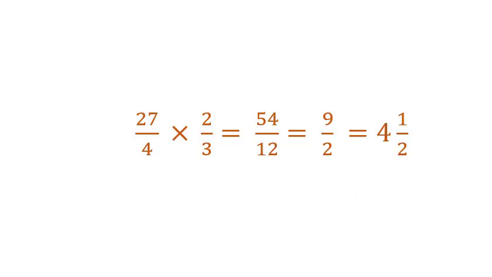12 divided by 6 equals 2. 54 divided by 6 equals 9. Now we have an improper fraction, 9 over 2. So let's take the 9 and divide it by 2, and that equals 4 1/2. So the answer, the final answer, is 4 1/2.